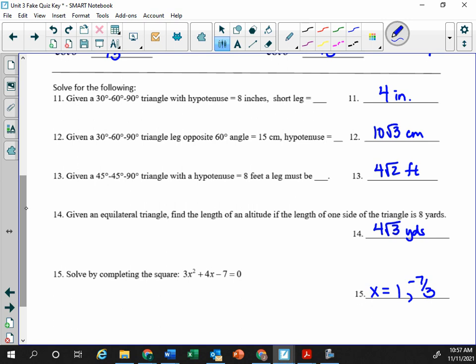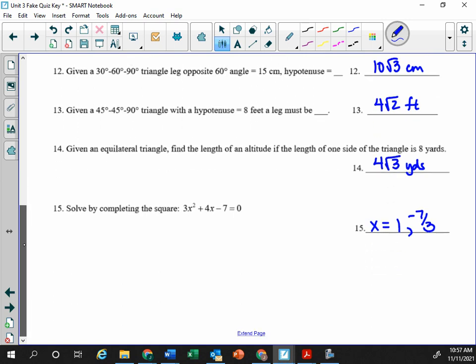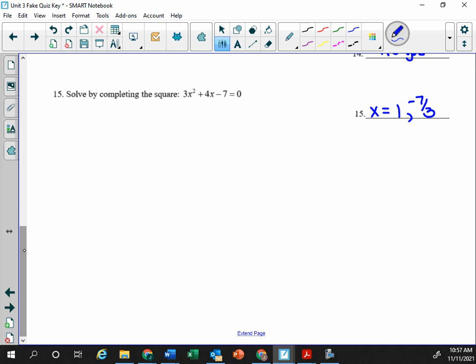That one does factor, yes. But you show how you complete this. Yes, I can. So I'm going to move the 7 over. We have a leading coefficient this time, and I don't want that, so I need to divide everything by 3.